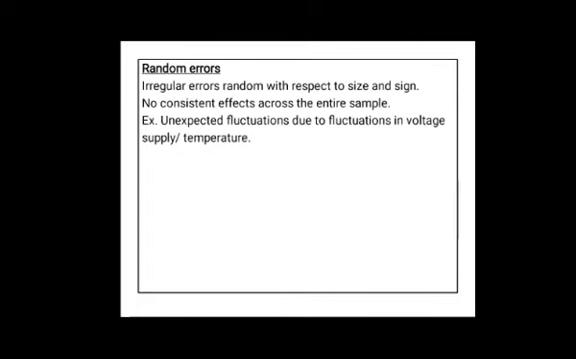You are doing an experiment in a lab with the help of electricity. Usually in electricity, voltage fluctuations will be there. Suddenly you will get voltage fluctuations and you will get error in your measurement. So that is an example for random error. Unexpected fluctuations due to fluctuations in voltage supply. That is an example for random error.